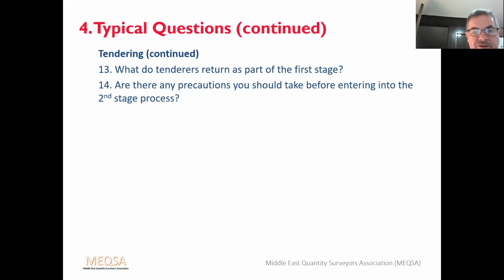So is there any precaution you should take before entering into second stage? Define the procedure for either party to withdraw should second stage negotiation prove abortive, and that should be done before payments become due. Yeah, so you should basically set out all the procedures, so you can sort of bow out at any stage if you have to. What are the advantages of two-stage tendering?